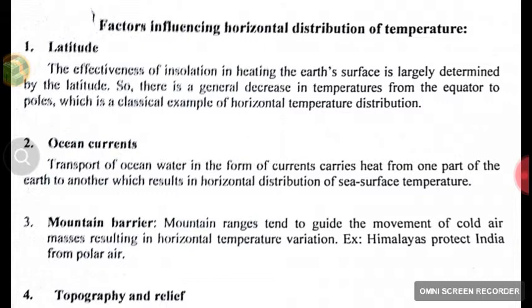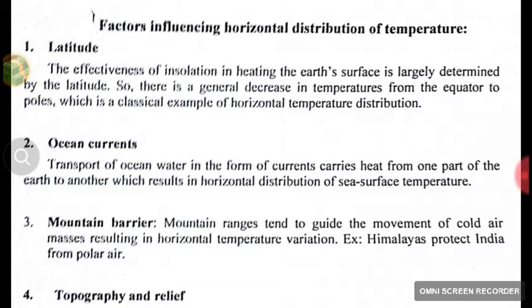Generally, the temperature decreases from equator to pole, which is the example of horizontal distribution of temperature. This is because of the change in latitude. Next, ocean currents. Ocean currents distribute the temperature from one part of the ocean to another part of the ocean. This results in horizontal distribution of sea surface temperature.